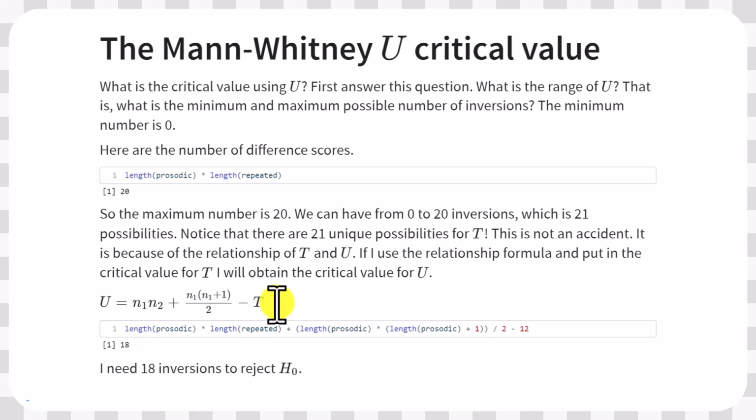Now notice something. When t is small, U will be larger. When t is larger, U will be smaller. So if we're looking at a lower tail with t, it's the same as looking at an upper tail with U. That is, we're looking for a lot of inversions. I need 18 inversions in order to be able to reject the null hypothesis.